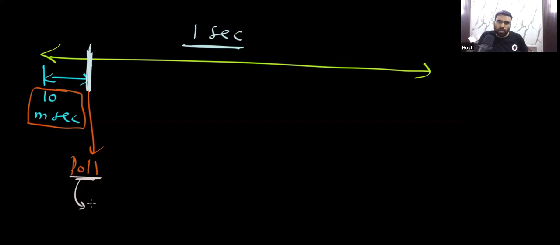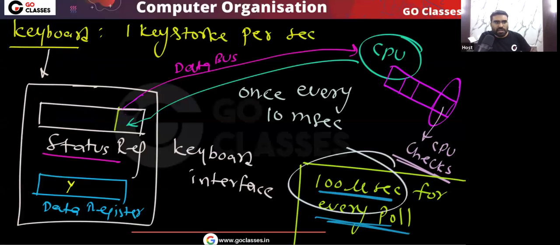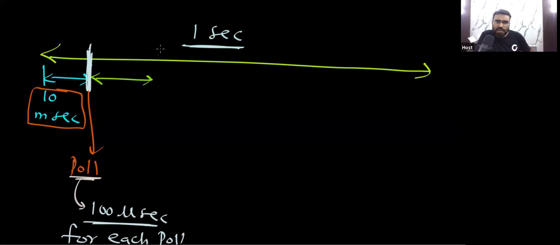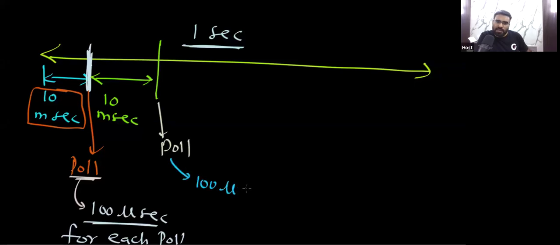So here we are doing the poll. And for poll, how much time? 100 microsecond for every poll. Okay, so 100 microsecond for this poll. For each poll, remember. Now again what will happen? After again 10 millisecond, what will happen? Tell me. After 10 millisecond, again you will poll. And again how much time will be spent? 100 microsecond. Yes or no?